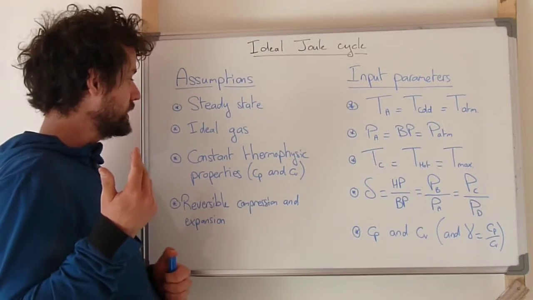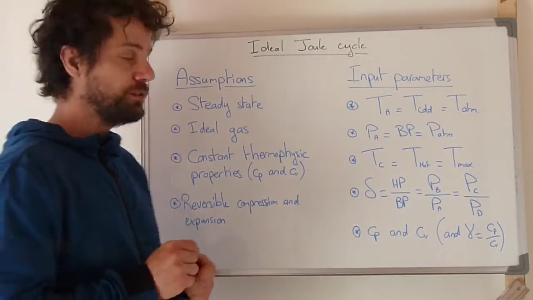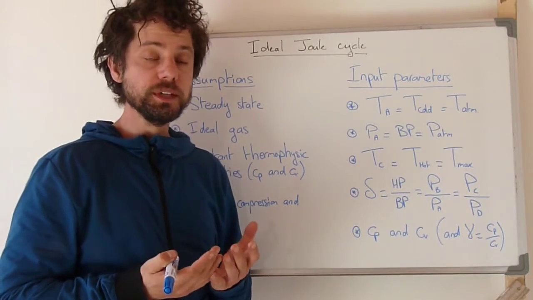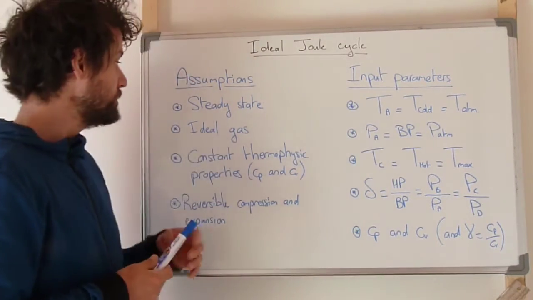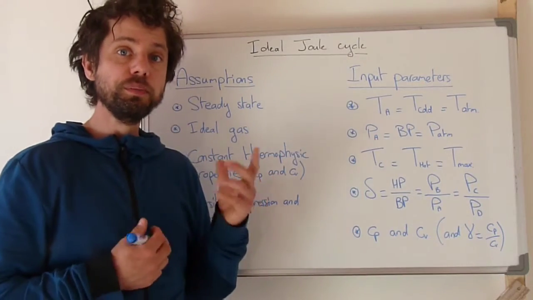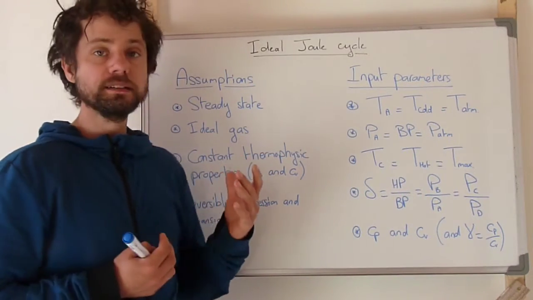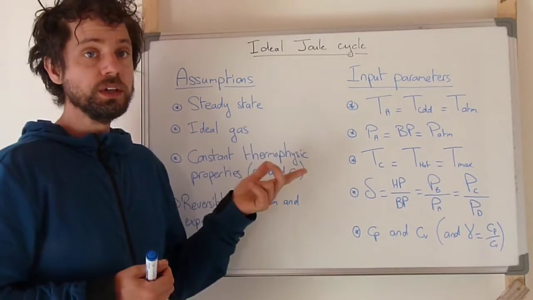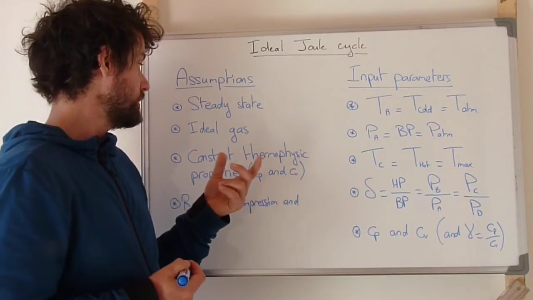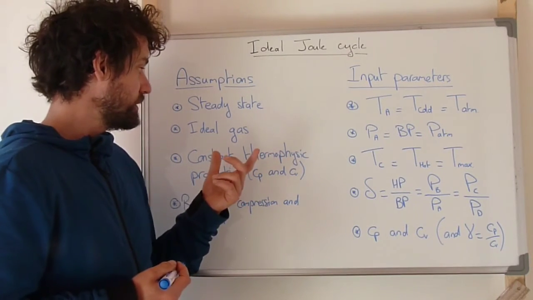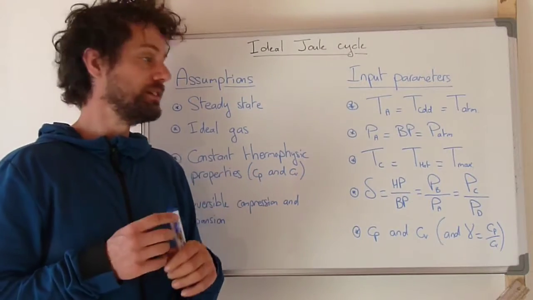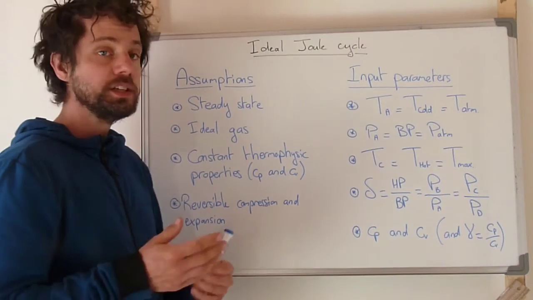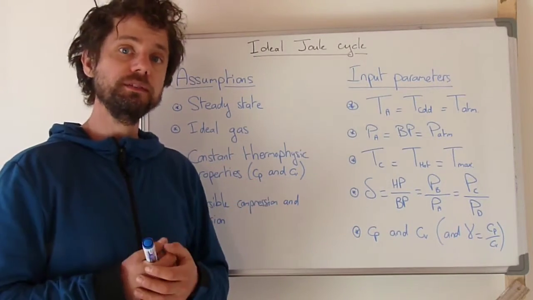And then the second assumption we'll make is that the working fluid, the gas that is undergoing all these different transformations, is an ideal gas. So it means that we will be able to apply the ideal gas law in any situation. And this is usually true for gas turbine cycles because the gas is very far from liquefaction conditions, so it is really behaving like an ideal gas.